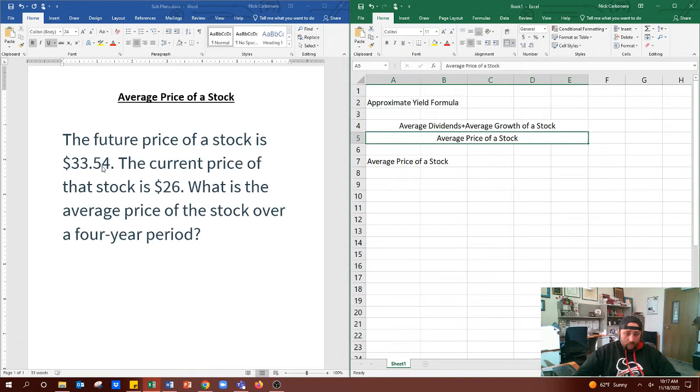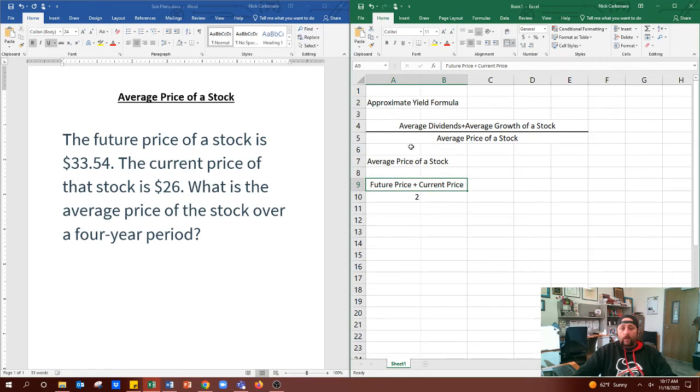One of the things that is different is let me just write out the formula first, and then we'll explain it. So the formula for the average price of the stock is your future price plus your current price divided by 2. And let me explain this fairly quickly. And let me just format this so it looks nice. Okay.